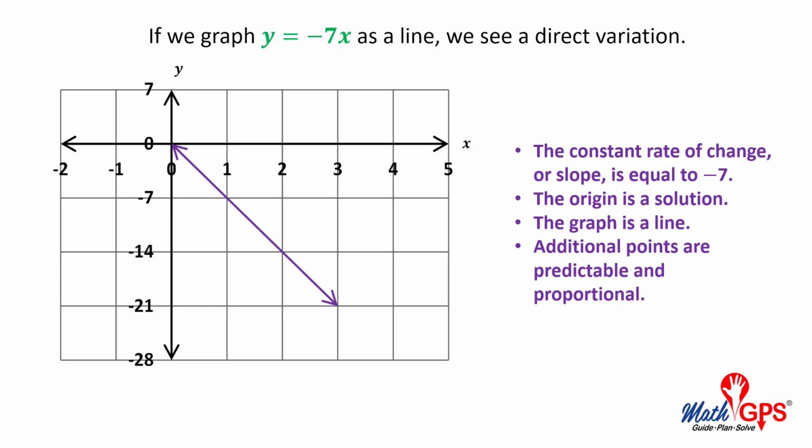If we graph the line y equals -7x, we see a direct variation. The constant rate of change or slope is equal to -7, the degrees that the temperature drops each hour. The origin is a solution. The graph is a line. Additional points are predictable and proportional.